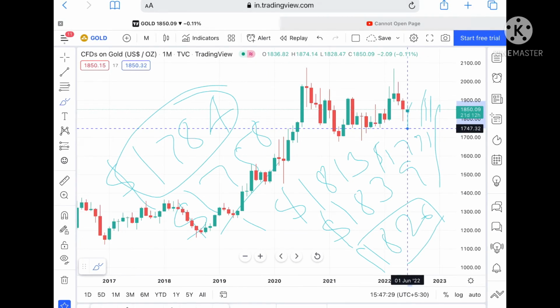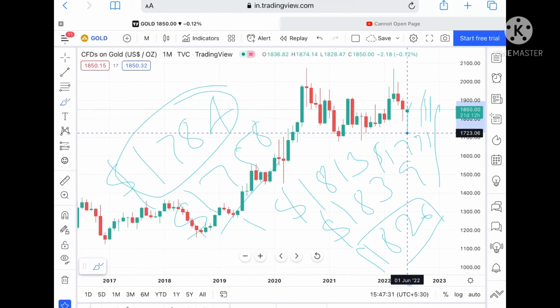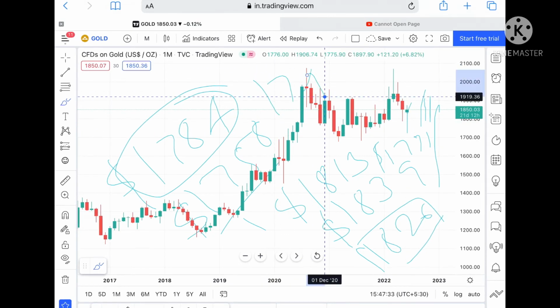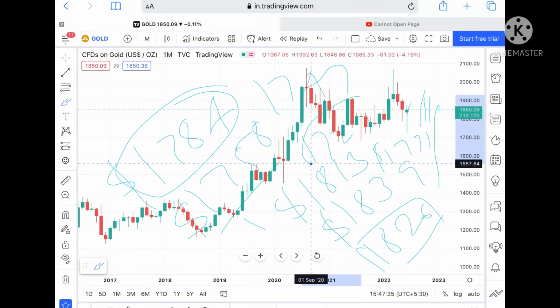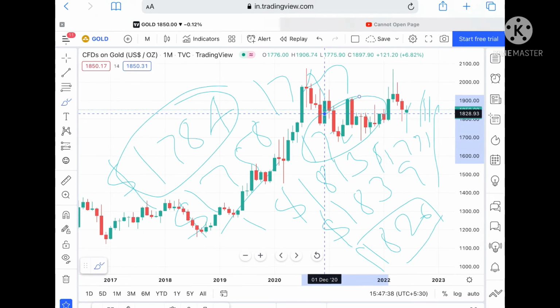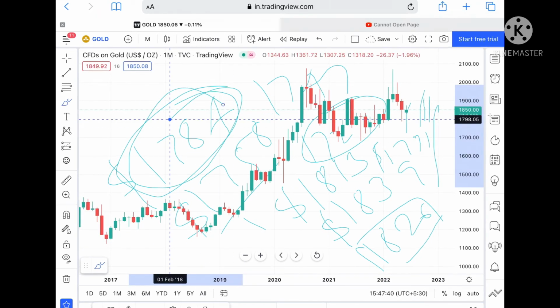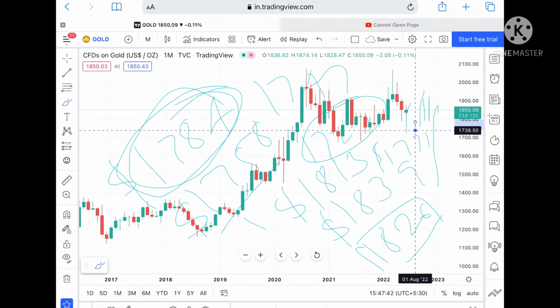Suppose the price goes below that level, then there is a probability of going towards a level of 1747, and from there it can move towards a level of 1723. So these are some of the points where, if it doesn't sustain these particular support levels, we can see it can move further down, and then we can see a trend towards the downside.